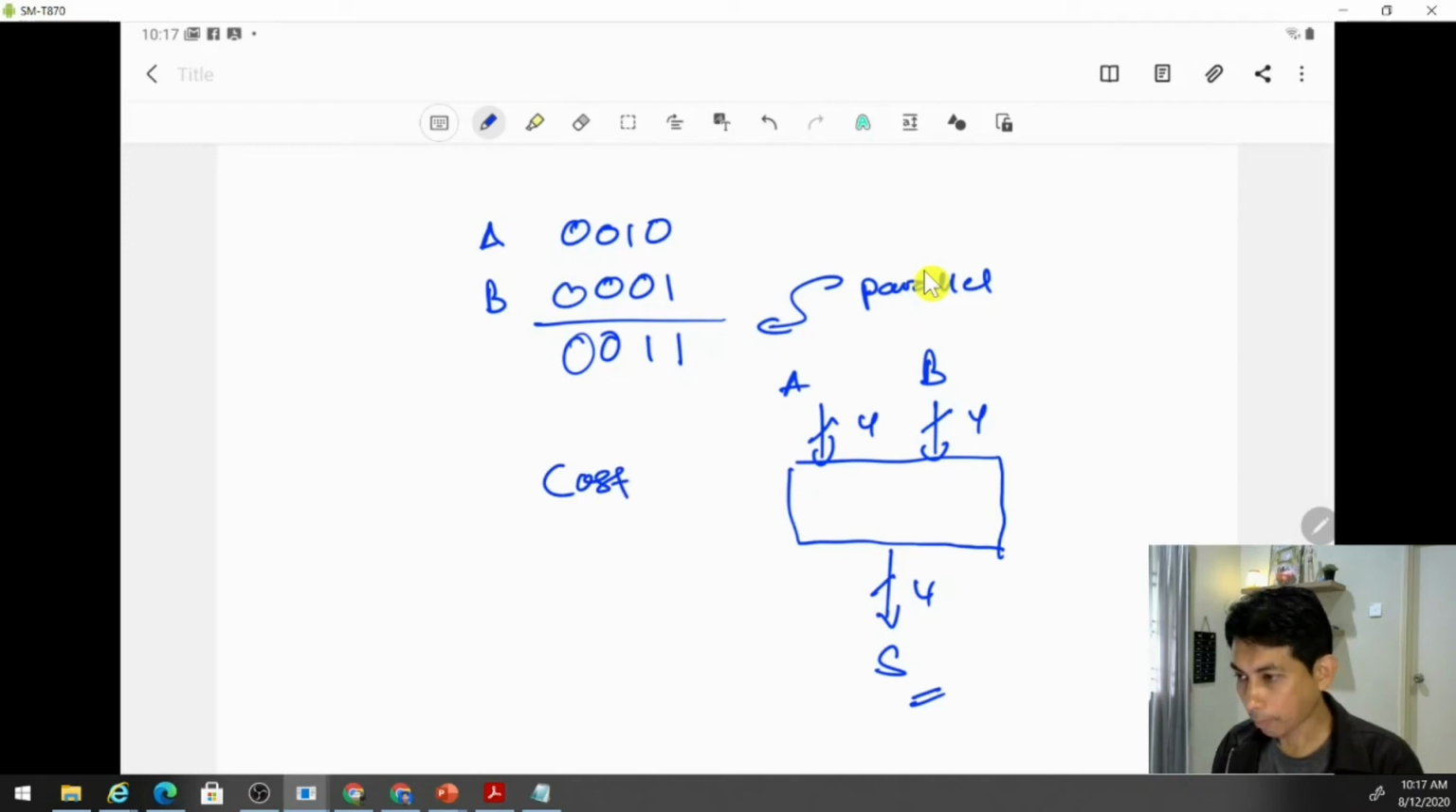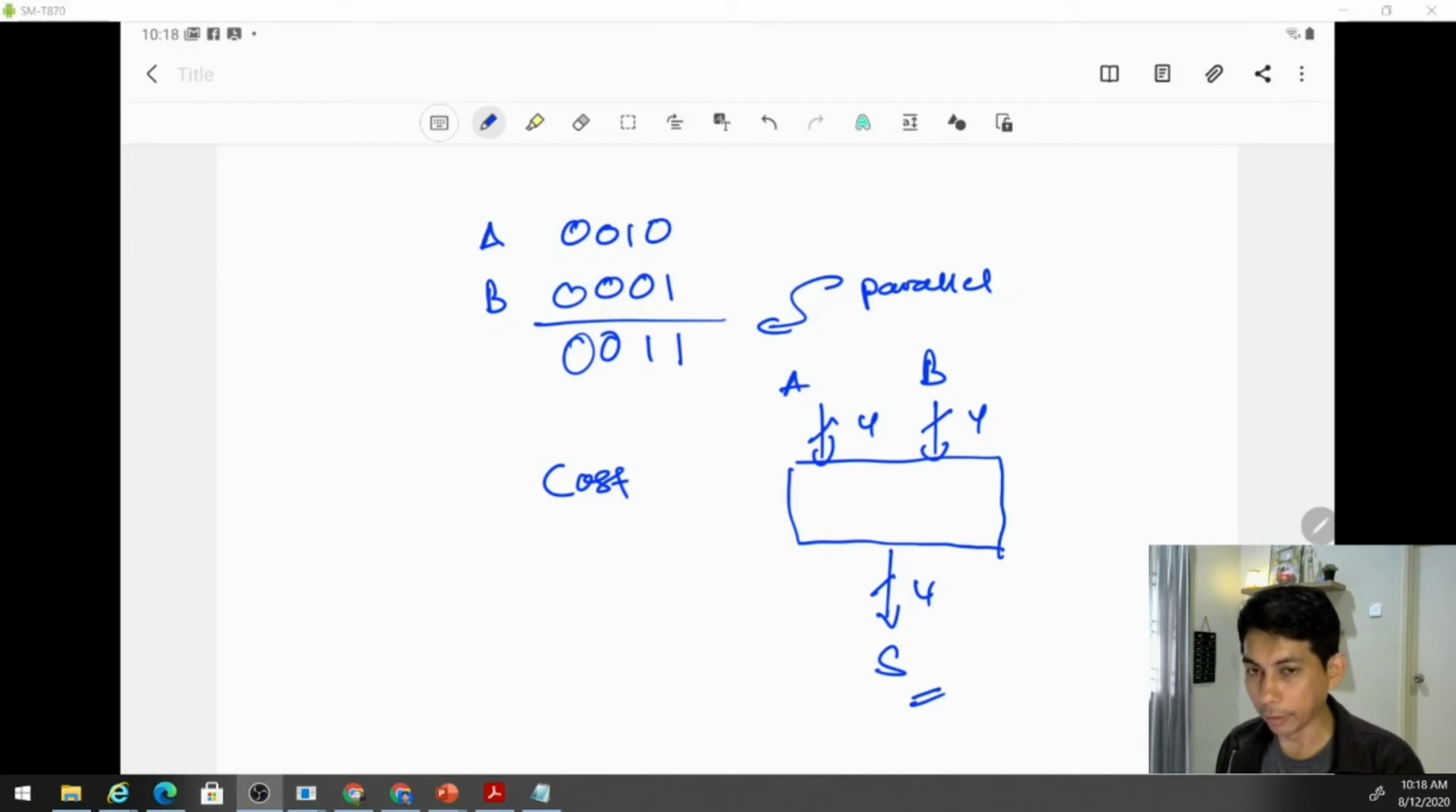If our adder is 4-bit, how many 1-bit full adders do we need? We need 4 1-bit full adders. If our adder is 8-bit, we need 8 1-bit full adders. If our adder is 16-bit, we need 16 1-bit full adders. So the circuit is getting bigger and bigger, depending on the size of our data.